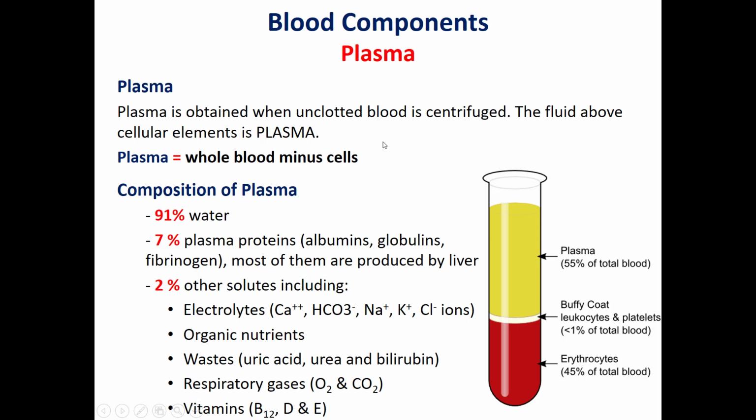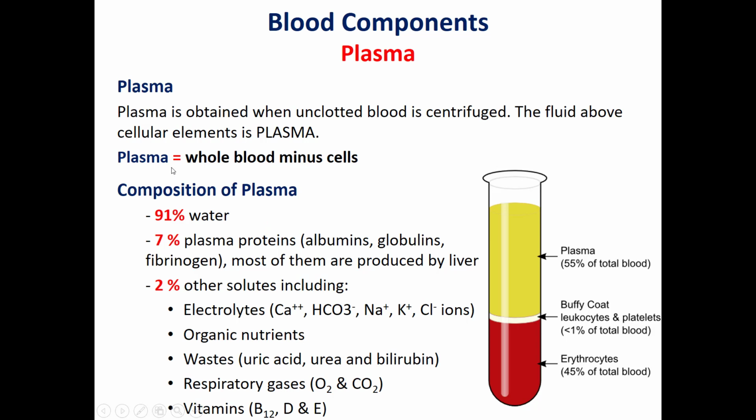So what is a plasma? The plasma is obtained when unclotted blood, as we see here, is centrifuged. The fluid above the cellular elements or the cells is the plasma. So in case unclotted blood is centrifuged, this blood will be separated into two regions. The above region will be the plasma. The down part will be the blood cells. The blood cells can be separated into erythrocytes and a buffy coat, which is made up of leukocytes, white blood cells, and the platelets.